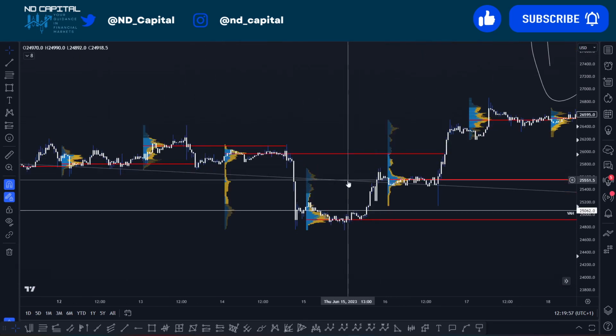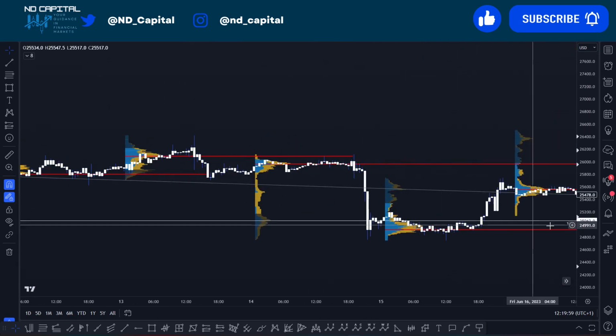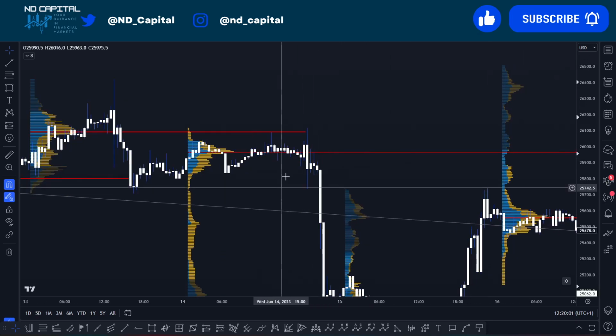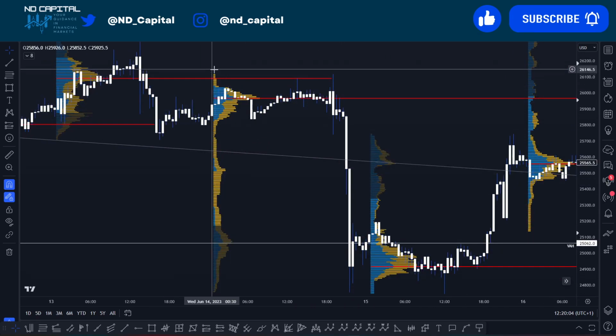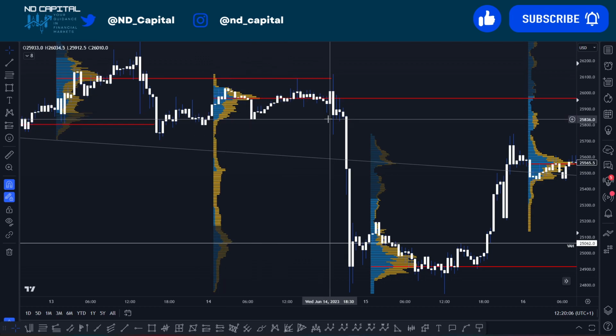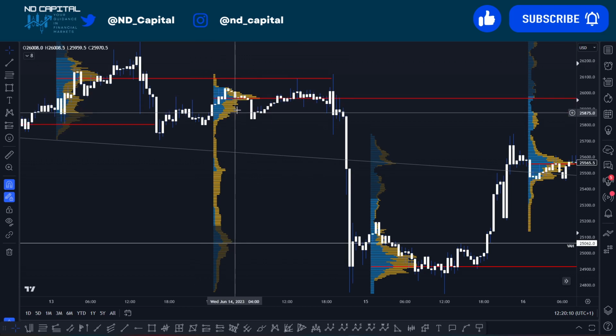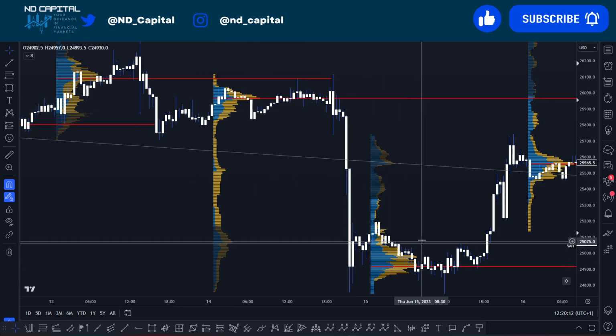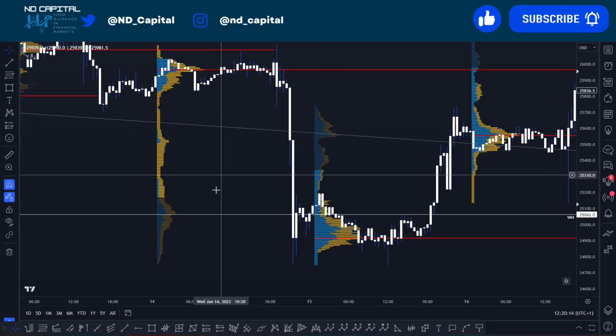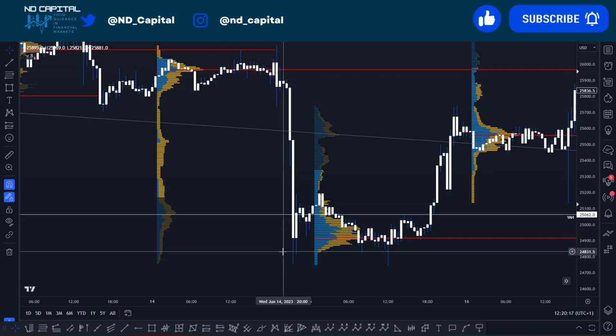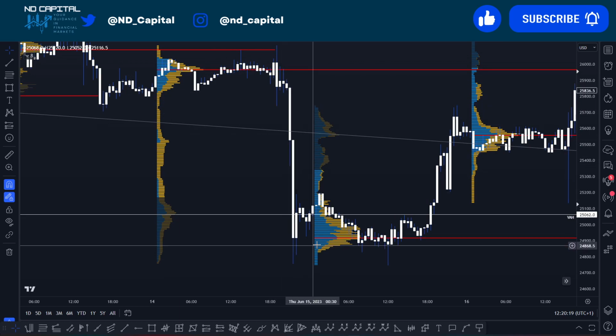Let me just move back a little bit and see if we can see something. So here you have a nice p-shaped profile. Here you have a lot of people that were getting trapped in that area, and then you get a breakdown. So essentially you just squeeze them up. That's where we get this fast move down.